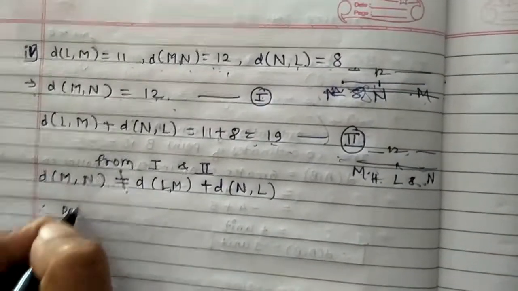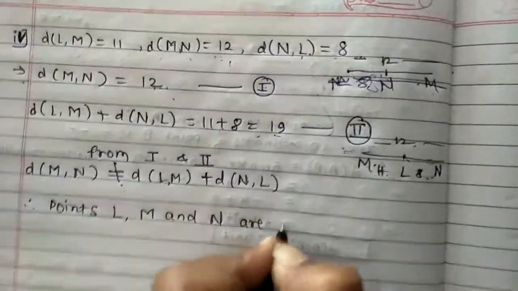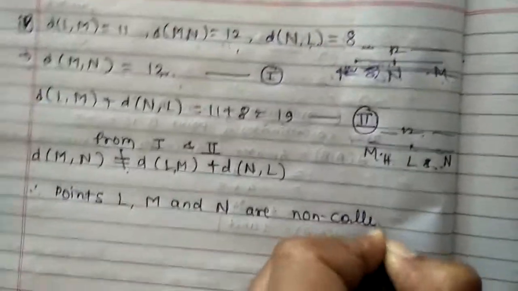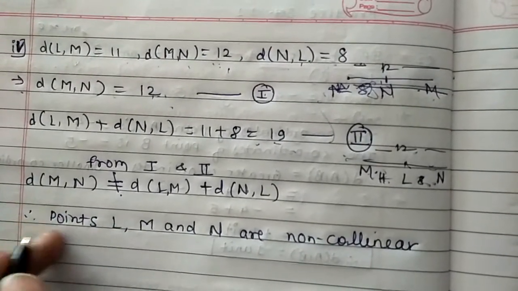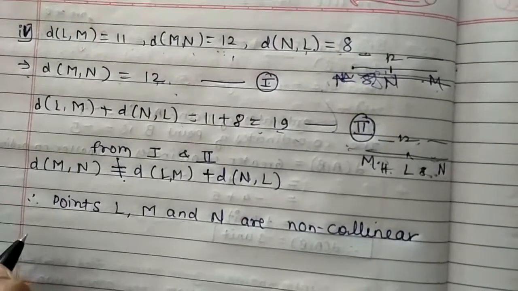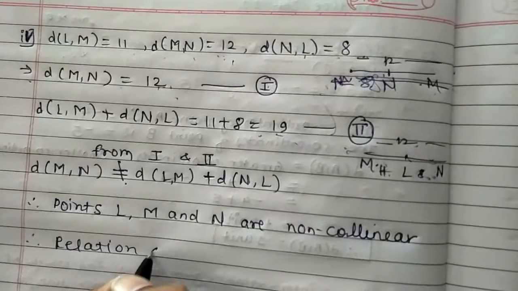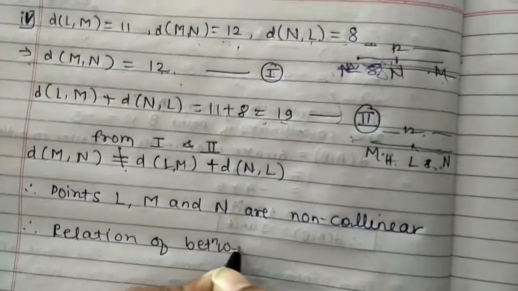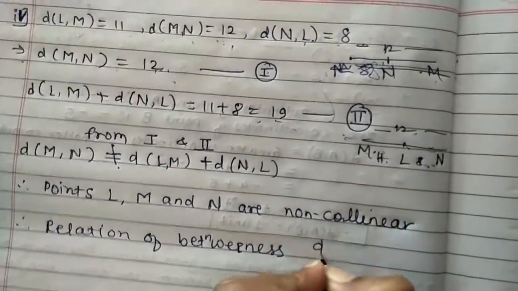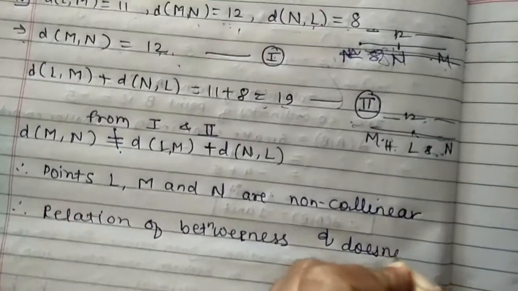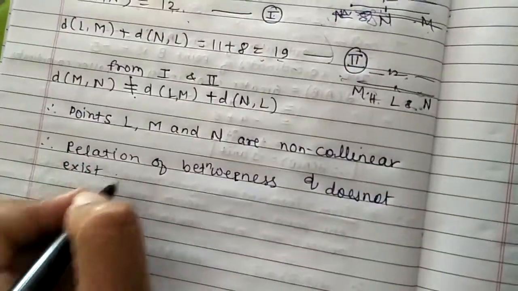So therefore you have to write down that the points L, M and N are non-collinear. So it means the relation between those distances exists? No, it does not exist. So here you can write down: therefore, relation of betweenness does not exist.